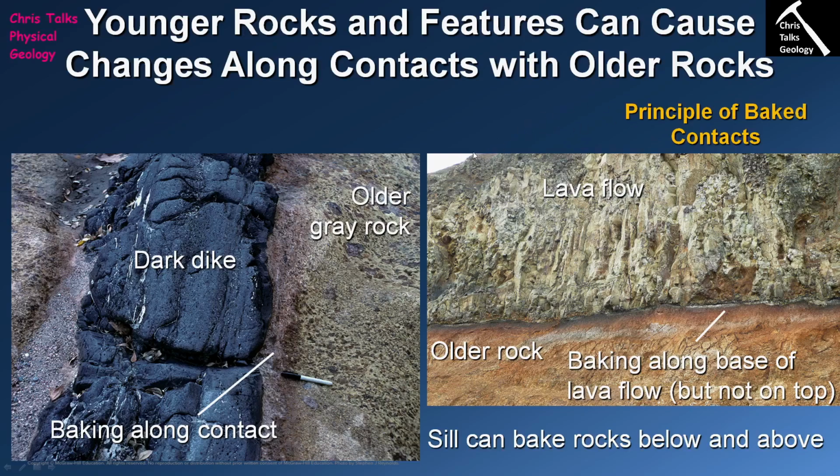In contrast, if it was a sill which had been injected along a contact between two layers of rock, well, in that case, we're going to see a baked contact along the bottom, and we're going to see a baked contact along the top, because the layers of rock will already have been there, and then the sill was injected, and then the magma will have heated up the rocks at the bottom of the sill and at the top of the sill, creating two distinct baked contacts.